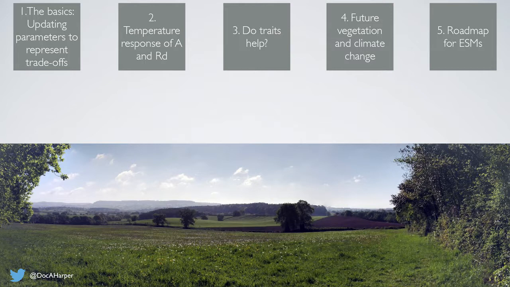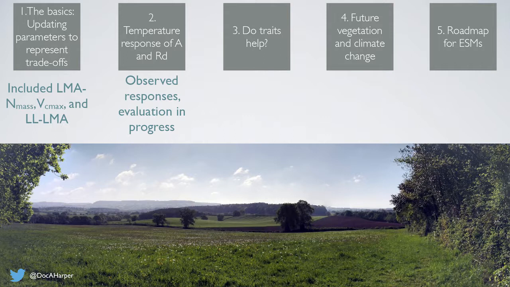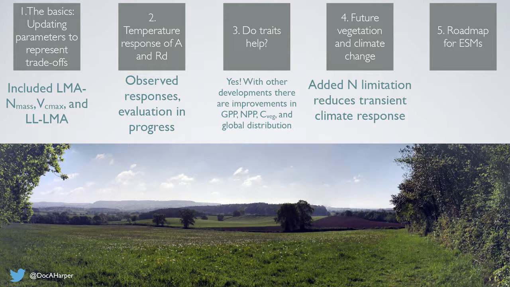So just to wrap up quickly, we included a few traits: leaf mass per unit area, leaf nitrogen, Vcmax, and leaf lifespan. We're trying to include some observed responses of photosynthesis and respiration. Yes, traits do help. We're still trying to understand how vegetation might change in the future, but adding more representation of nutrient cycles definitely helps. And I think that's it.